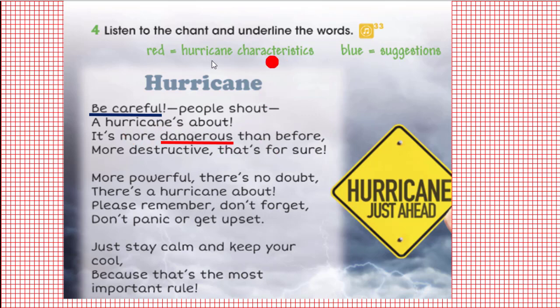So, let's check, for example, the color. Entonces, el color azul. Bueno, aquí estoy dando una sugerencia. Suggestion. Be careful. Ten cuidado. Esa es una sugerencia. Luego, estoy acá con color rojo. Dangerous. Eso significa una característica del huracán. Dangerous. Peligroso. Right. Ok. Continúa leyendo más y escuchando al mismo tiempo. Y subraya red, hurricane, characteristics, and blue suggestion. Yes? Ok, yo sé que lo puedes hacer bien. Ok, entonces, eso es lo que tenemos que hacer.